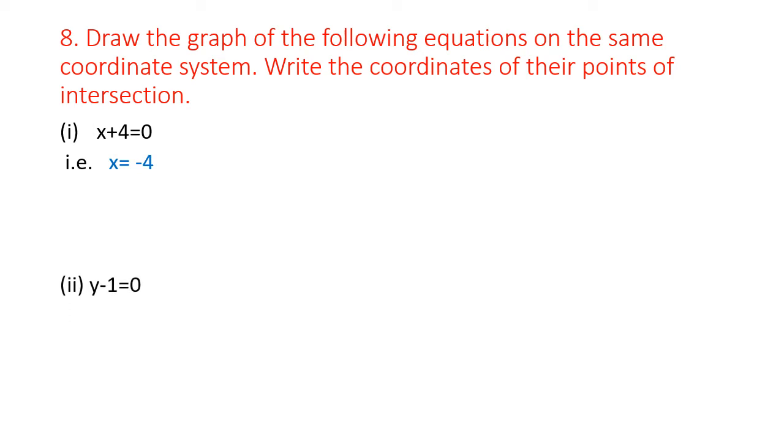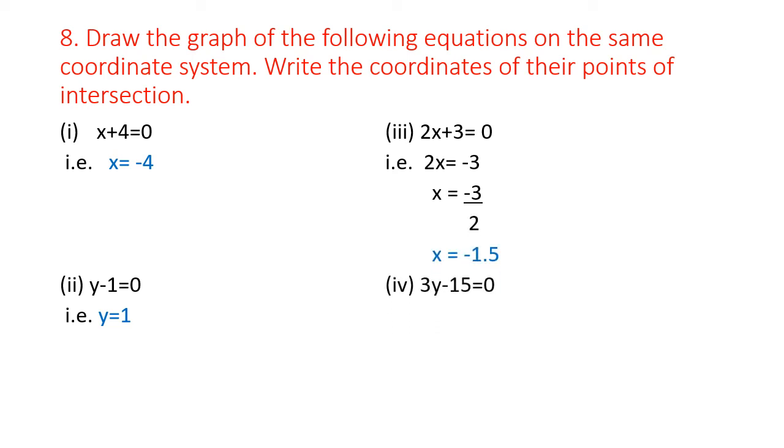Similarly, y minus 1 is the next equation. If I solve this, I'll get y is equal to 1. Then the third equation is 2x plus 3. What will I do now? I'll shift 3 to the other side. It will become minus 3. Then 2 will go on the other side. It will become minus 3 divided by 2, which is minus 1.5.